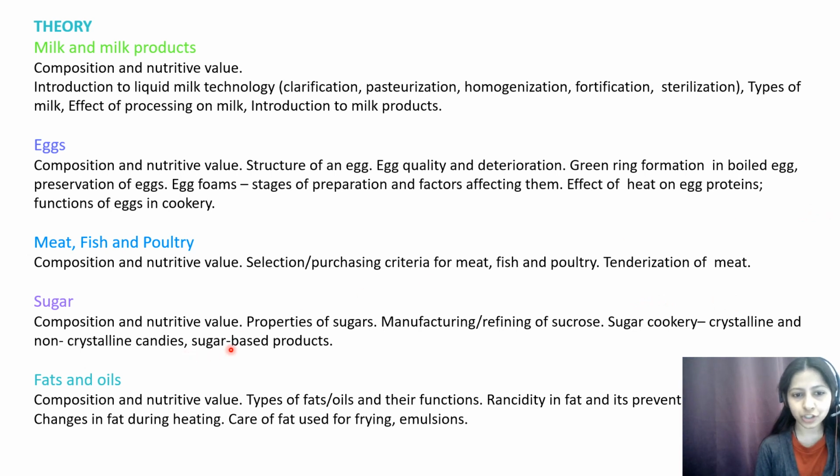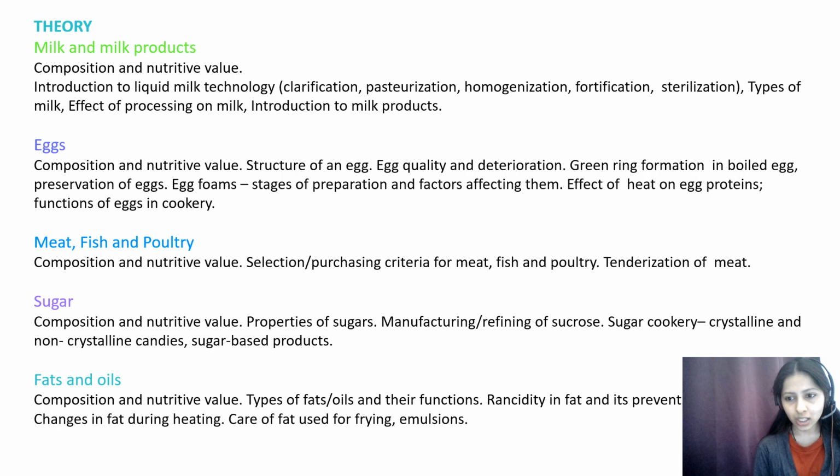Next, sugar composition, its properties, manufacturing of sugars, that is crystalline, non-crystalline candies. Fats and oils, so in this, try to cover the processing of fats, how the refining of oils is done. Also cover the density of fats, how rancidity can be prevented, and what is emulsion.